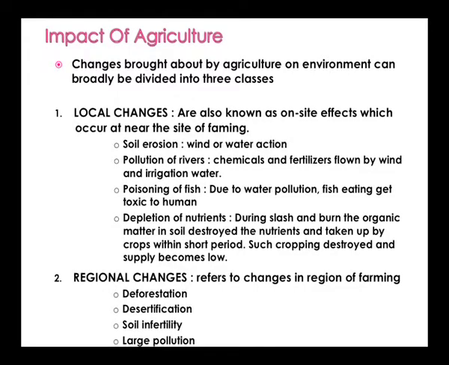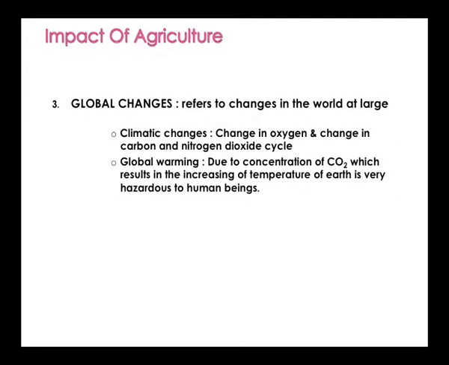Now, looking at the impact of agriculture, changes brought about by agriculture on the environment can be broadly divided into three classes. You have local changes, regional changes, and global changes. Local changes are soil erosion, pollution at that particular area, poisoning of fish in a particular pond, depletion of nutrients in that particular field. Regional changes are at a little higher level, where you have deforestation, desertification, soil infertility and large pollution caused either in the water body or soil. Global changes concern the world at large, like global warming, climatic changes, change in the carbon and nitrogen cycle. All of these are changes caused on a global scale.